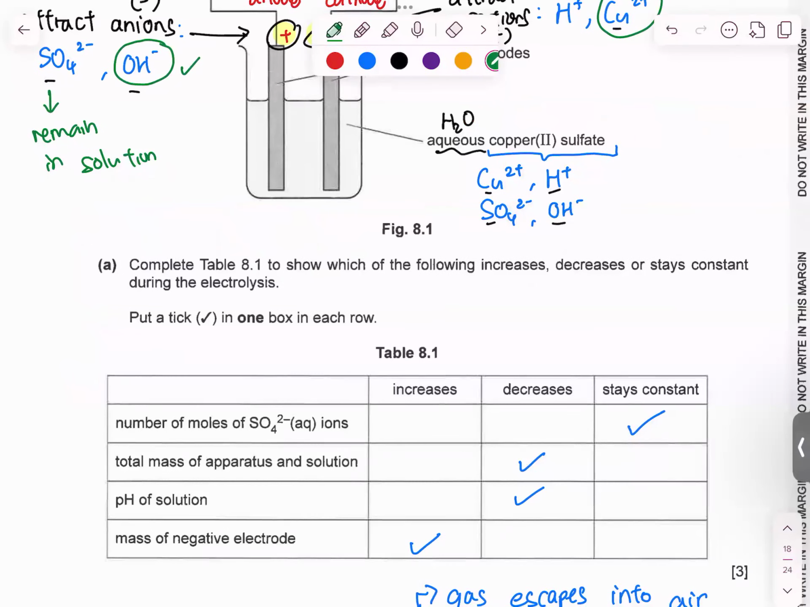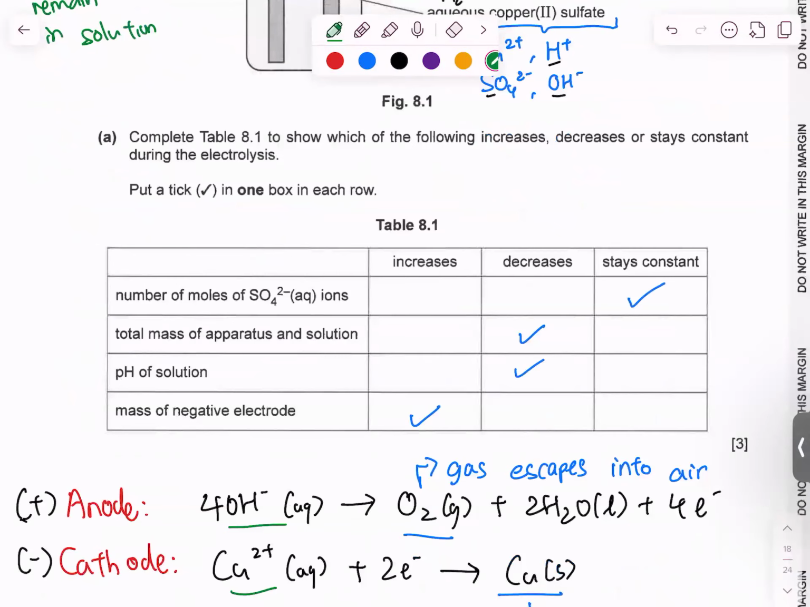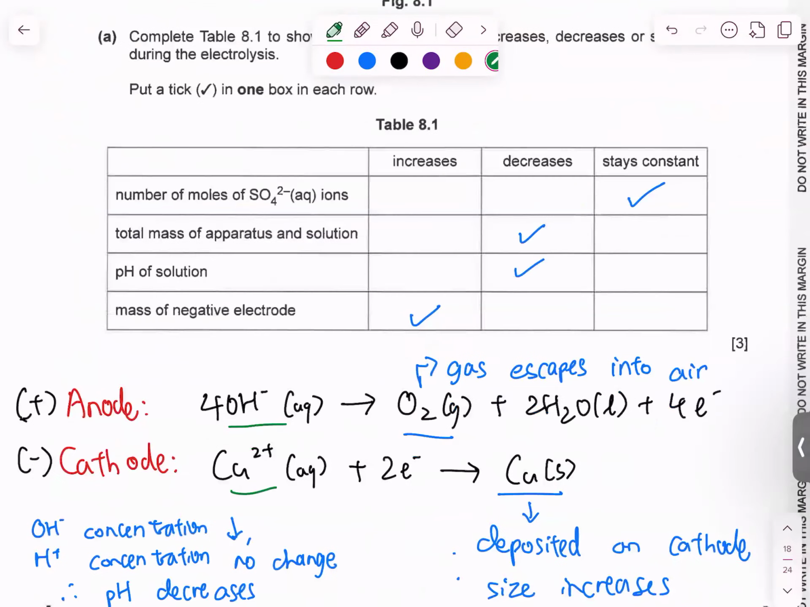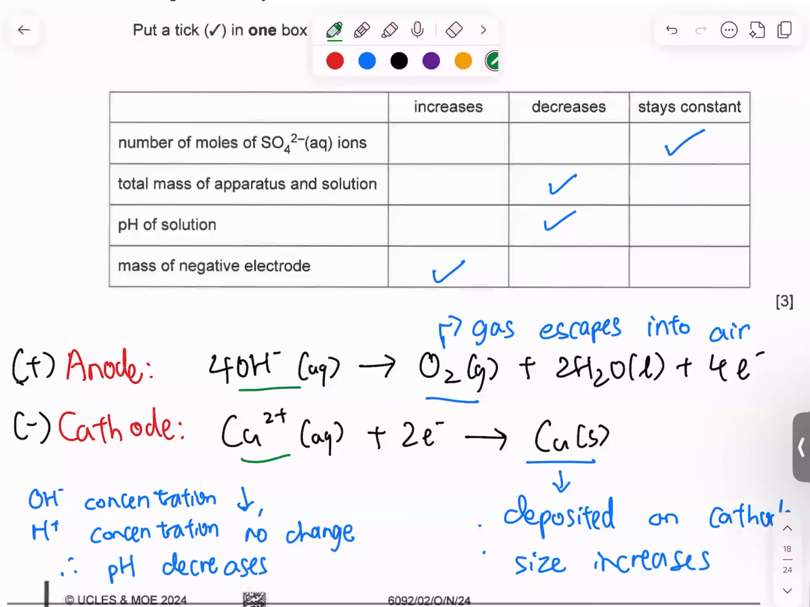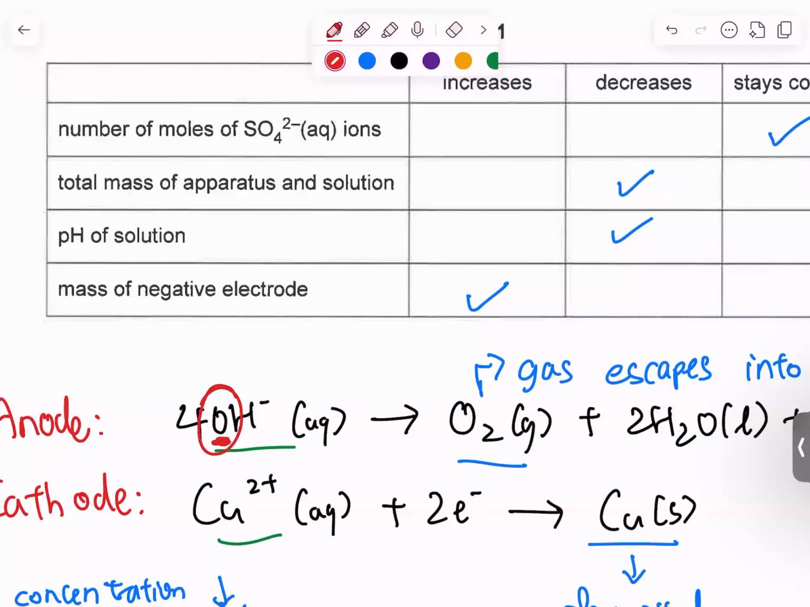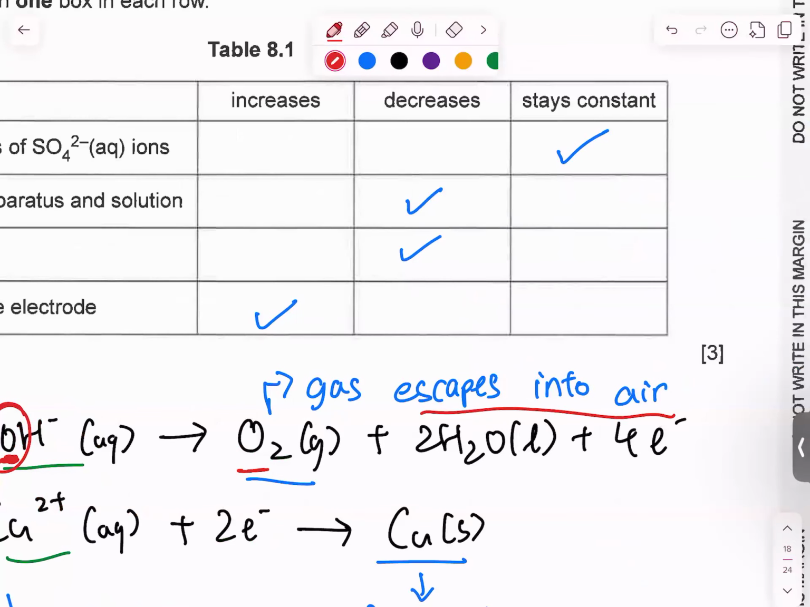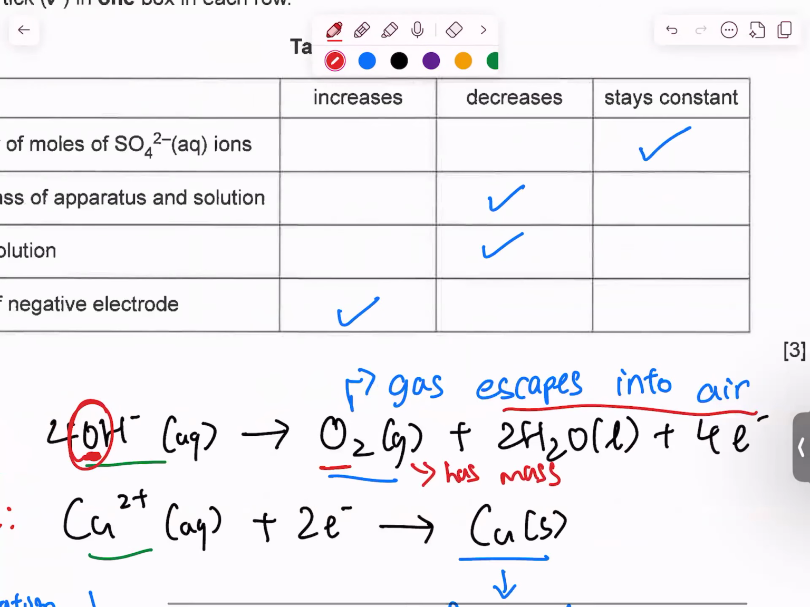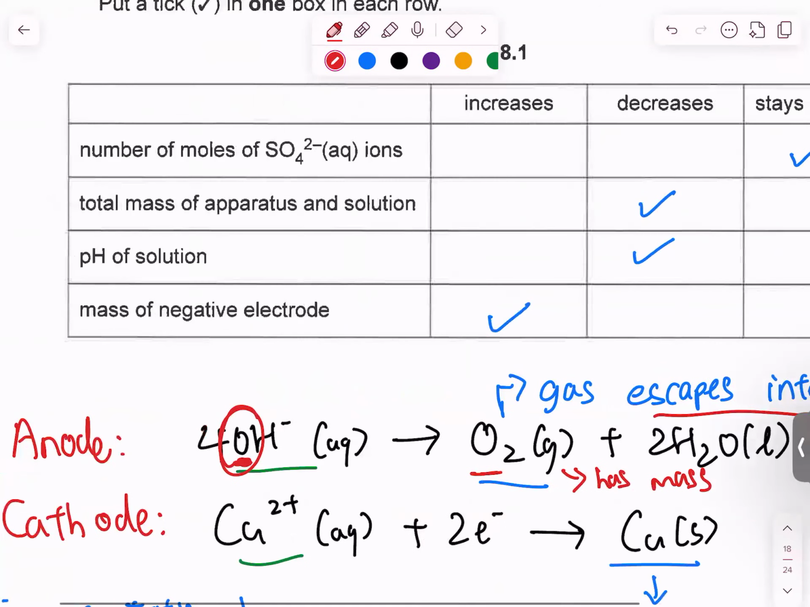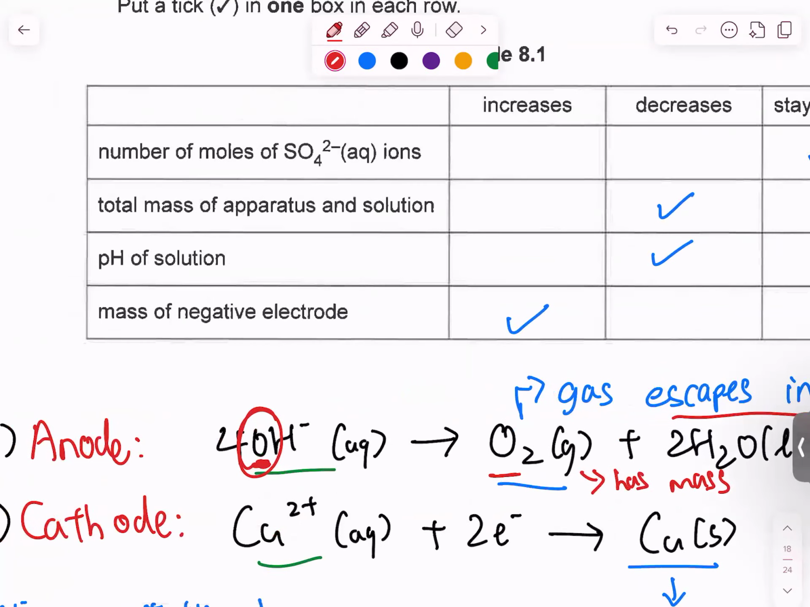What about total mass of apparatus and solution? Now, take a look at the anode and the cathode. For the cathode, there's no gas being produced. But for the anode, the oxygen in your hydroxide will convert into oxygen gas, and this will escape into the air. Oxygen also has mass. So if more and more oxygen escapes into the air, what's going to happen to the total mass of the entire setup? It's going to decrease.